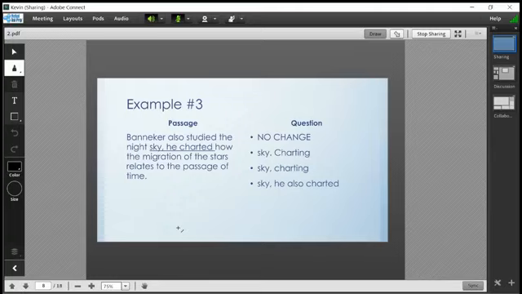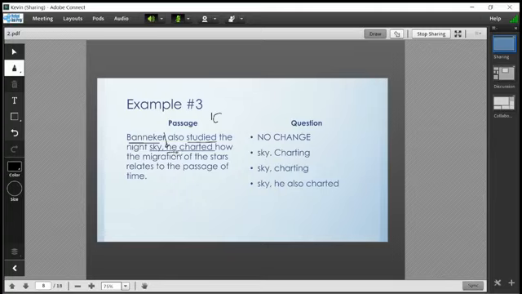Example number 3. So again, what we want to be looking for are nouns, pronouns, verbs, and our appropriate punctuation. So we start with Banneker. That would be our noun. Studied would be our verb. Let's keep going, and there's our punctuation. There's a comma. Okay, since I have a subject and a verb, I know that I have an independent clause. In order for the comma to be correct, it must be a dependent clause that comes after.